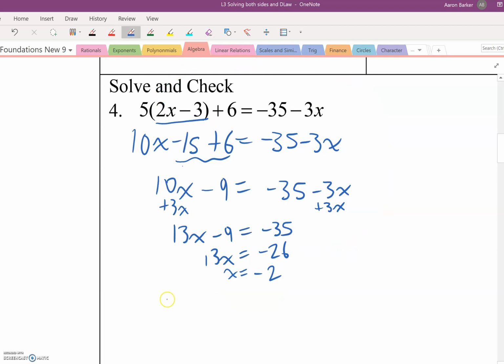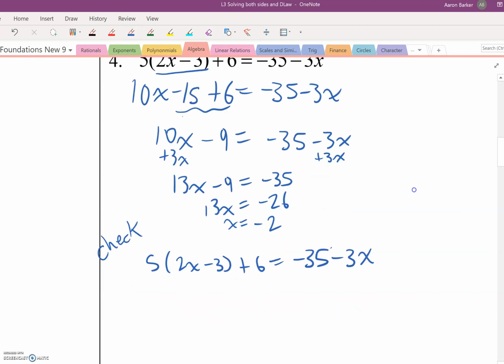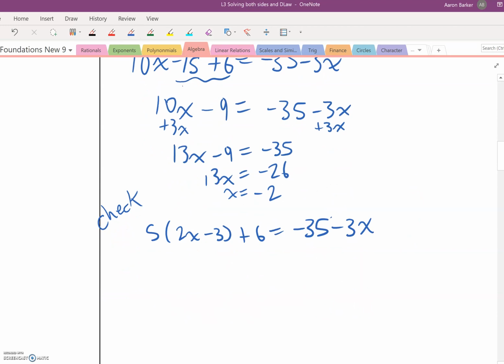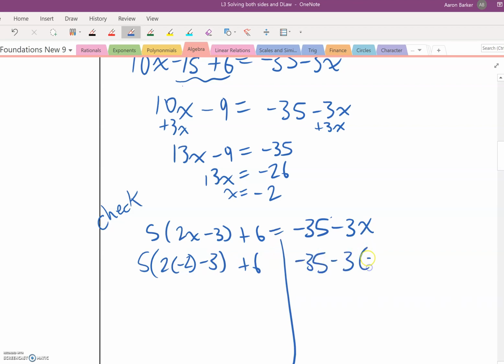So I rewrite the original, 5 times 2x minus 3 plus 6 equals negative 35 minus 3x. And again, this is when I'm doing my check to see if negative 2 is the correct answer. Good. So I substitute in. I can do it now, or I can multiply. I feel like doing it now. 2 times negative 2 minus 3 plus 6. Great wall of check. Negative 35 minus 3 times negative 2.